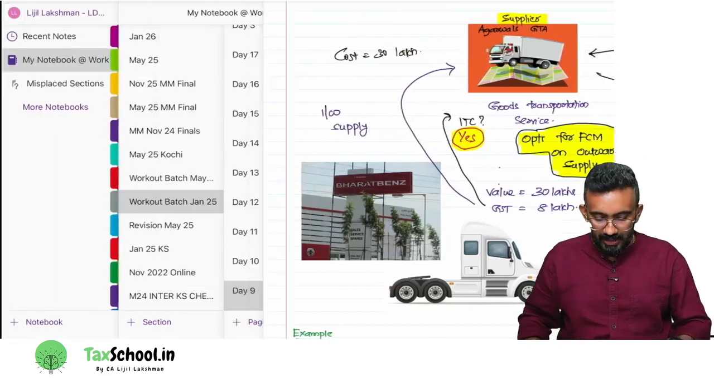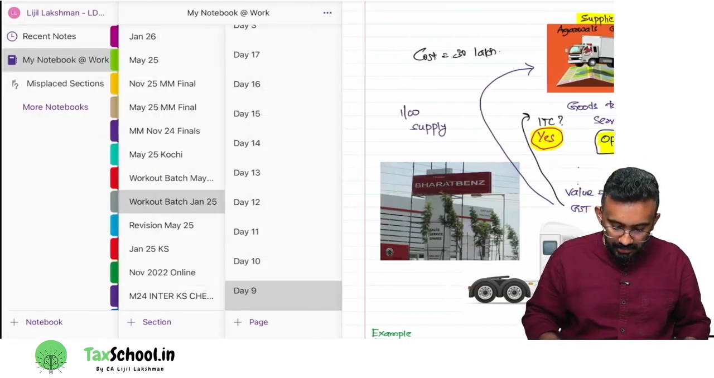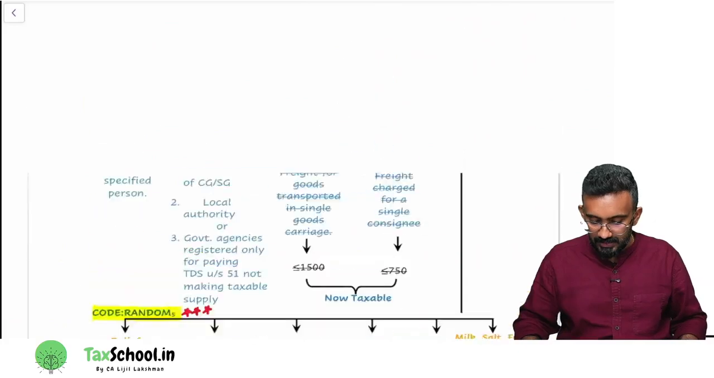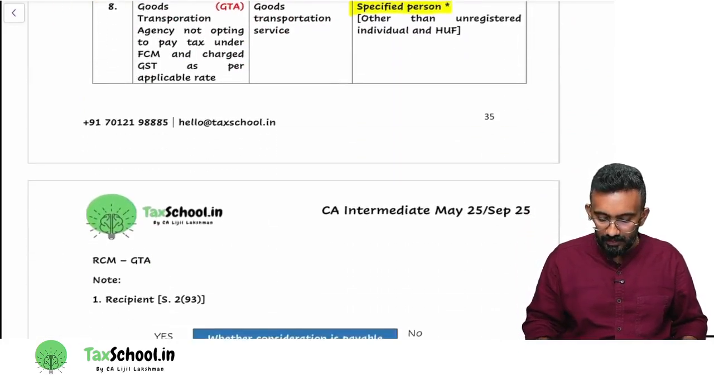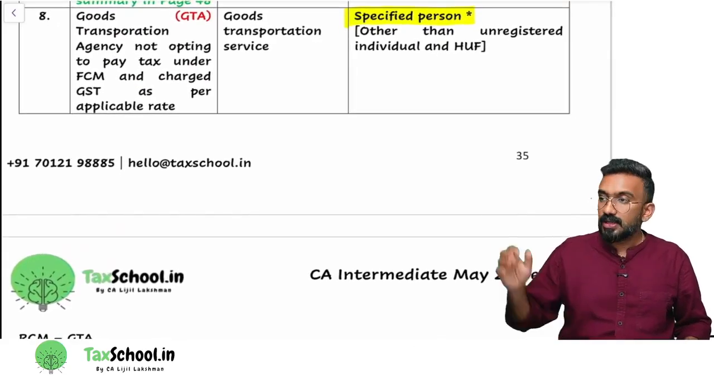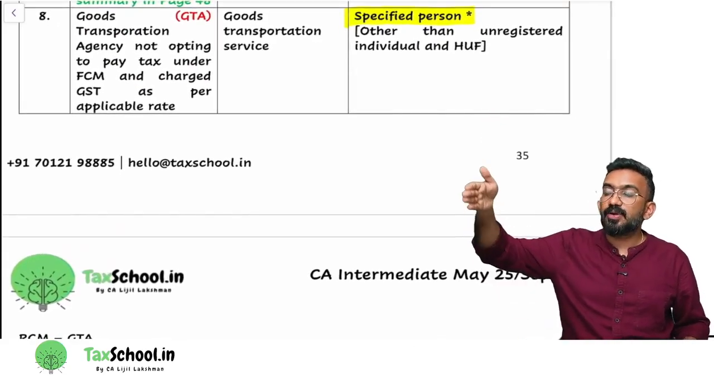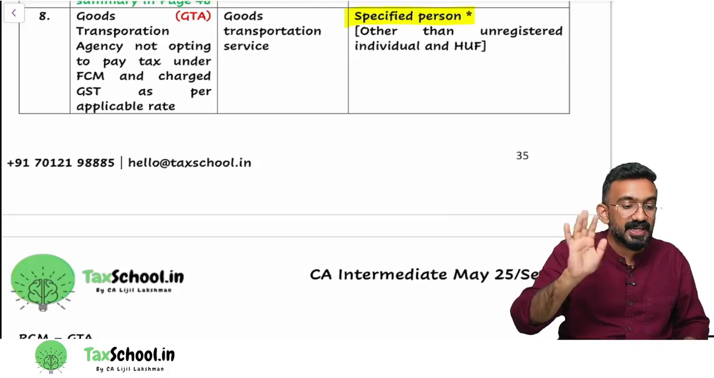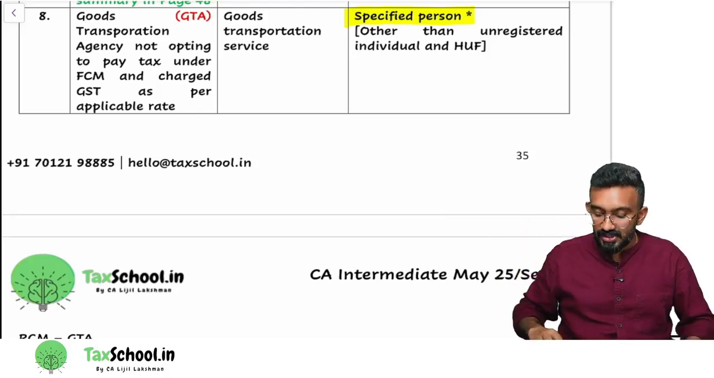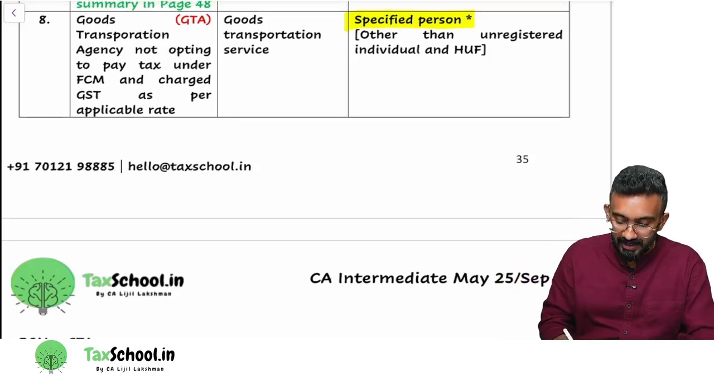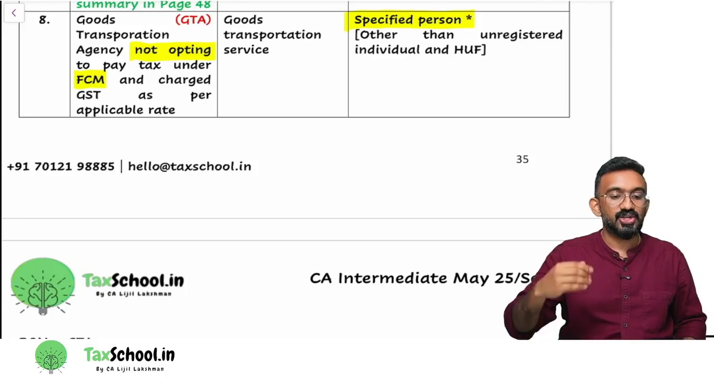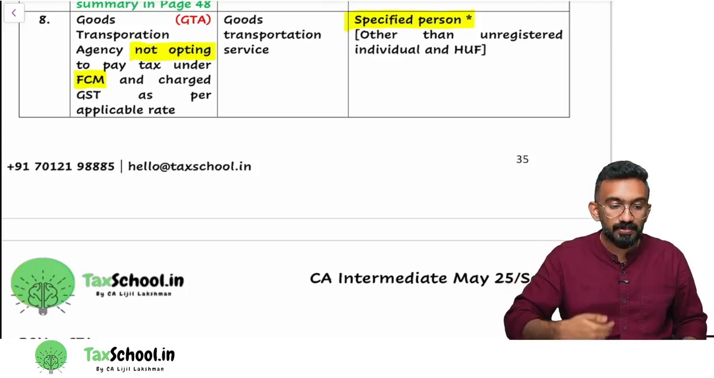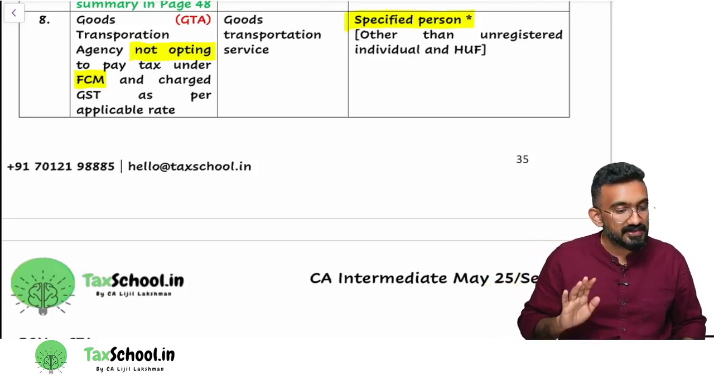That is why we have these wordings in your RCM cases. Look at the RCM cases that I have written here. All GTA services provided to a specified person will not be taxed under RCM. Only when the GTA has not opted for FCM, because GTA has an option to go for FCM. If they opt for FCM, it would be taxed under FCM only.